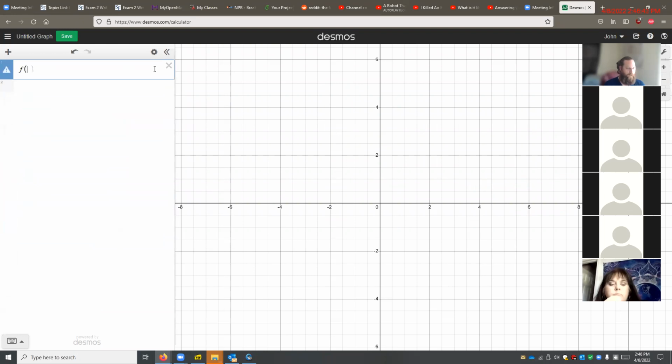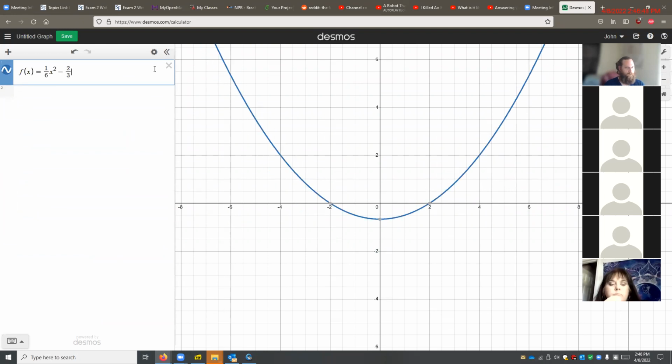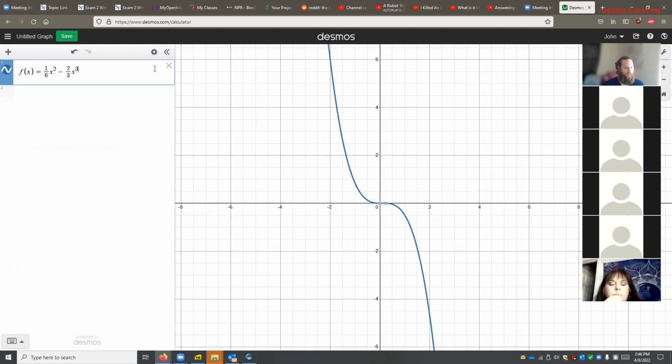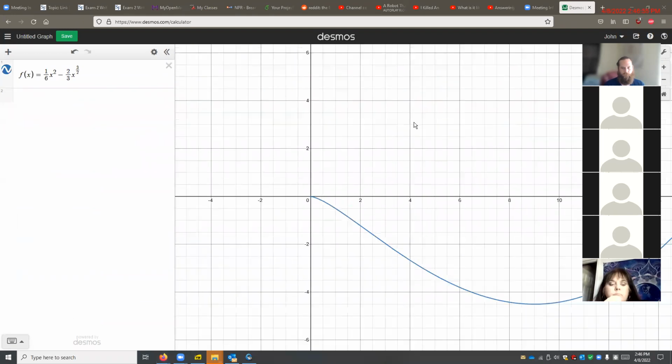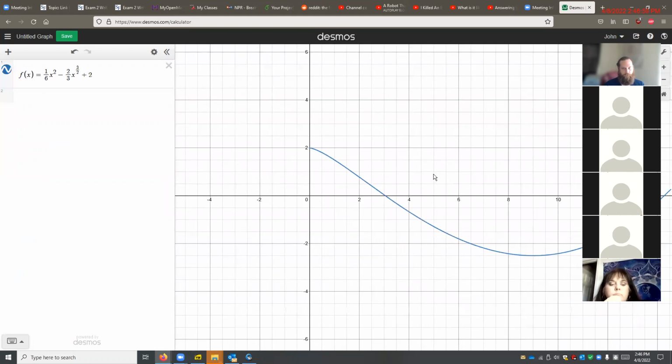So the function that we got out as our solution was 1/6 x squared minus 2/3 x to the 3/2, plus 2. Look at that, we didn't do bad at all. There she is.